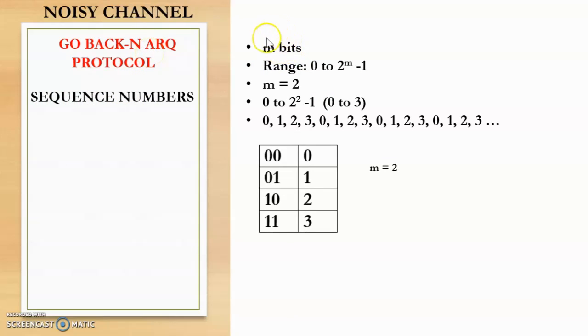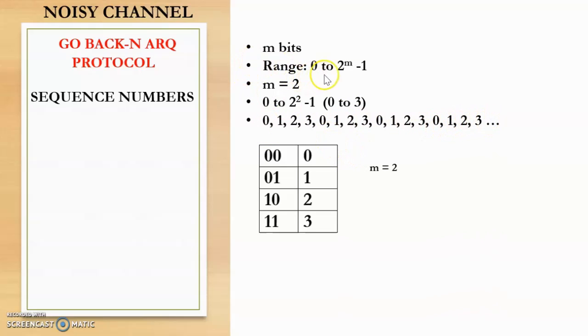Now let us discuss sequence numbers in Back N ARQ protocol. If a sequence number is of m bits, then the sequence numbers will range from 0 to 2 raised to m minus 1, where m is the number of bits in the sequence number. Suppose that the sequence number is of 2 bits, so the m value will be 2. So sequence numbers will range from 0 to 2 raised to 2 minus 1, so it will be 0 to 3. That is, first it will be 0, 1, 2, 3. Then again the sequence numbers will be repeated, that is 0, 1, 2, 3, and so on.